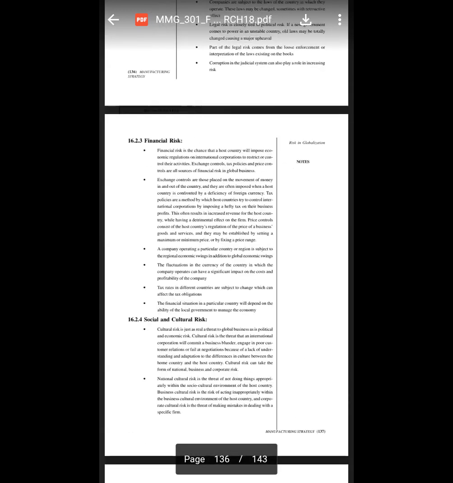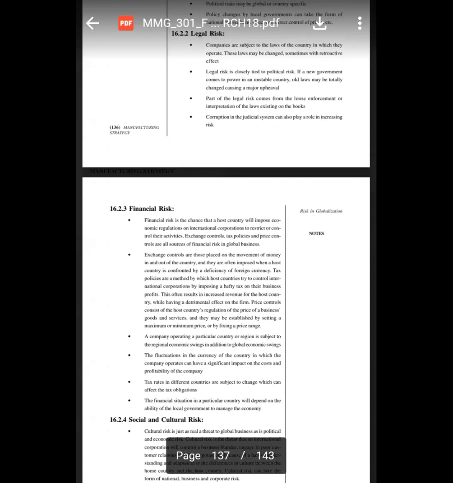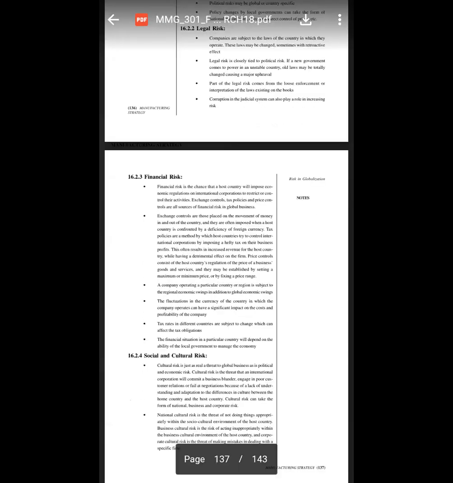Okay, then legal risks. Companies are subject to the law of the countries in which they operate. This law may be changed sometimes with retroactive effects. Legal risks are closely tied with the political risks. If a new government comes to power in an unstable country, old laws may be totally changed, causing a major upheaval. Part of the legal risk comes from the loose enforcement and integration of the law existing on the books. Corruption in the justice system can also play a role in increasing risks.